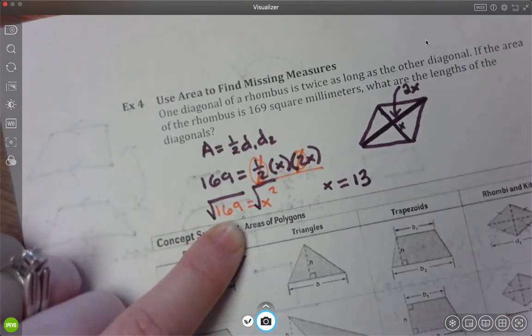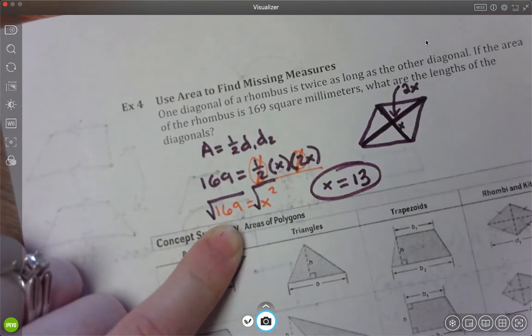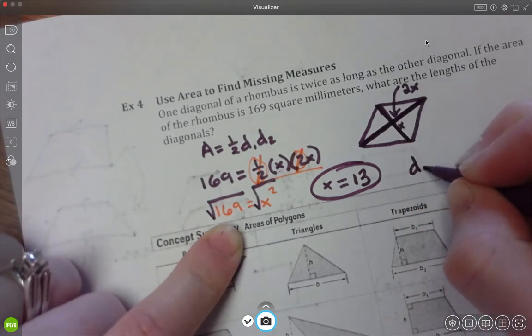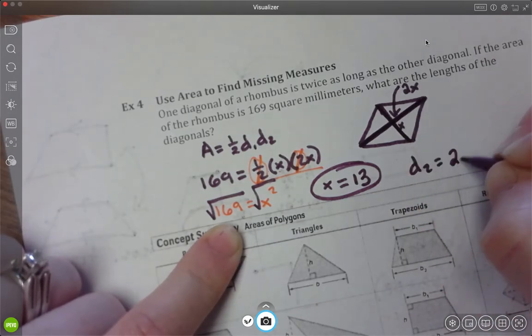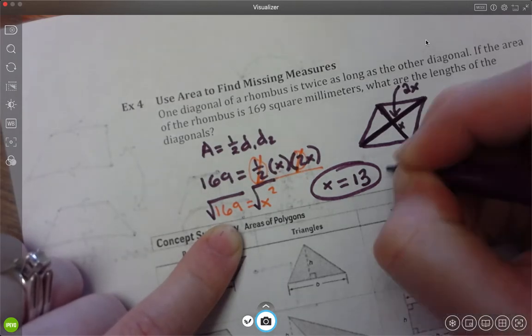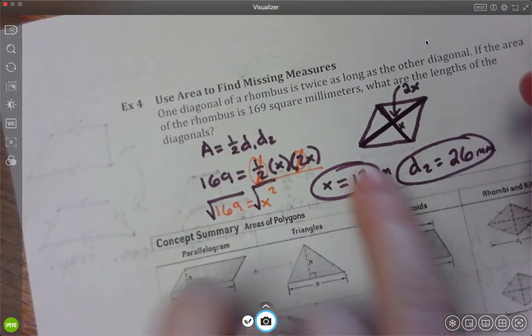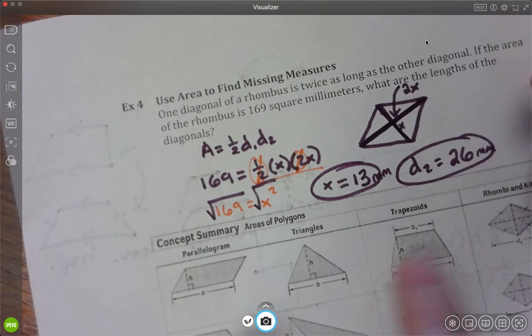Okay, so this diagonal will be 13. So my diagonal 1 is 13, but if the other one is twice that length, the other diagonal, or diagonal 2, will be double that, 26. And both of them are in millimeters. Okay, now, these are not squared because we're just finding the lengths. We're going from the area backwards to find the lengths, okay?